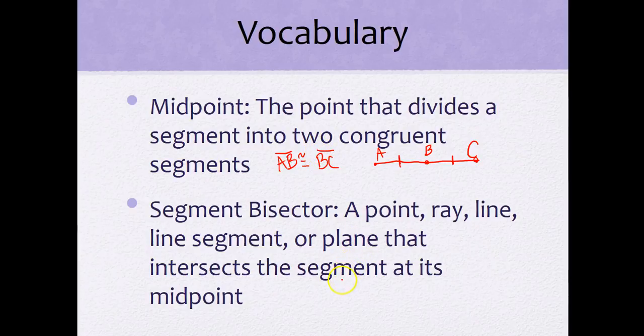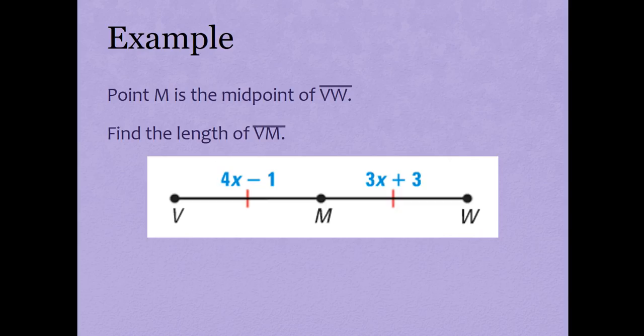A segment bisector is a point, ray, line segment, or plane that intersects the segment at its midpoint. So in this case, B is a segment bisector because it's a point that intersects. You could also have a ray that goes through a line segment, plane, all of those things.